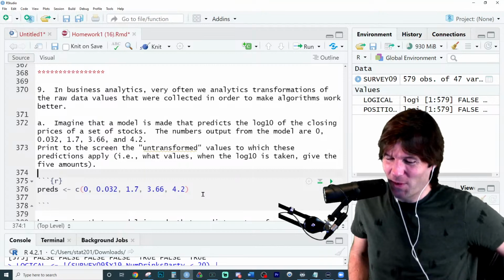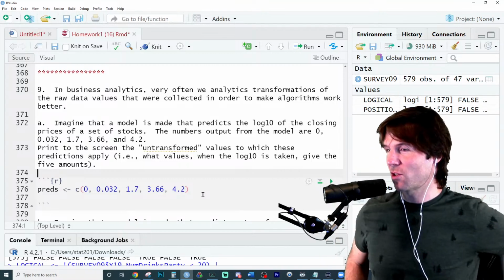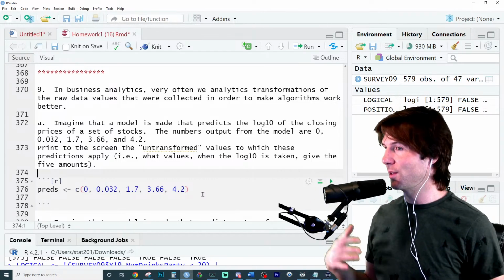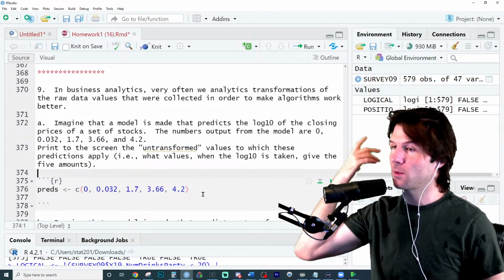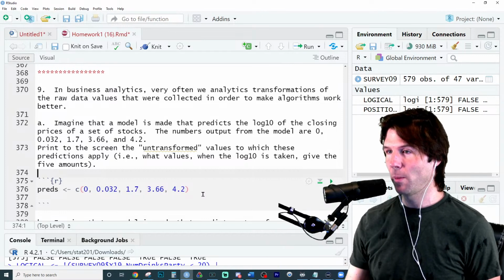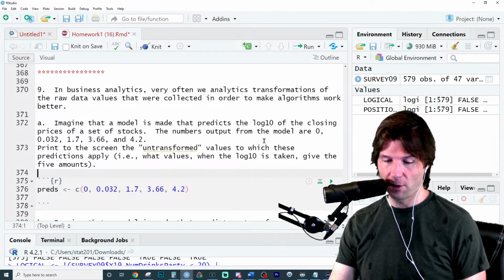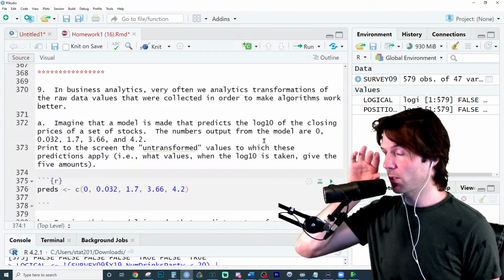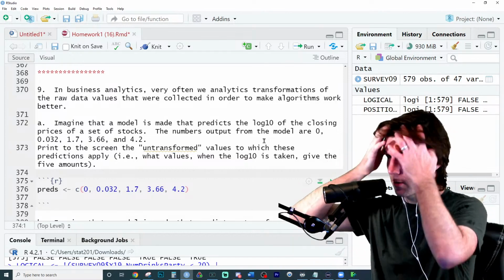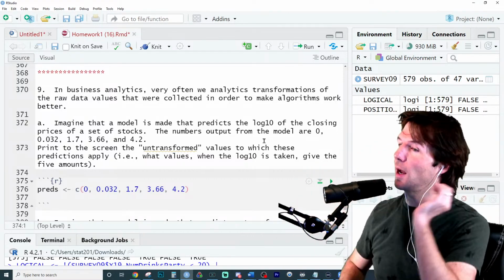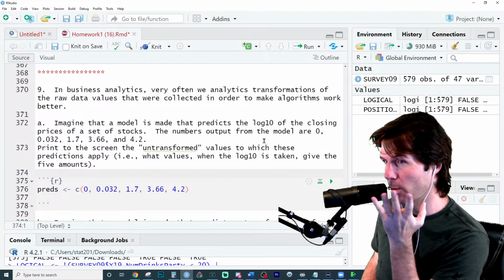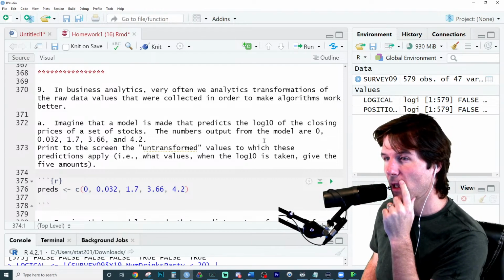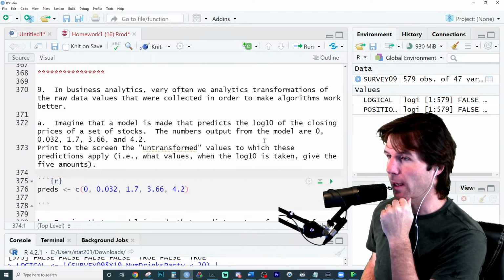In business analytics, very often we do transformations of data. Transformations are just like log transformations. You move data around, making new values that work better with the algorithms that we use. Imagine that a model is made predicting the log 10 of the closing price of stocks. The numbers output from the model are 0, 0.032, 1.7, 3.66, 4.2. Untransform this data. So these data have been log 10.